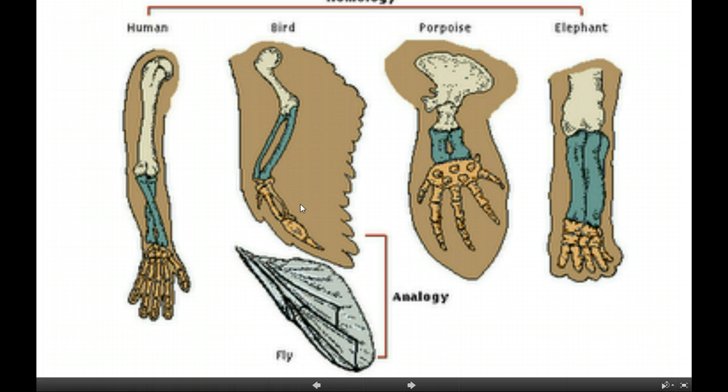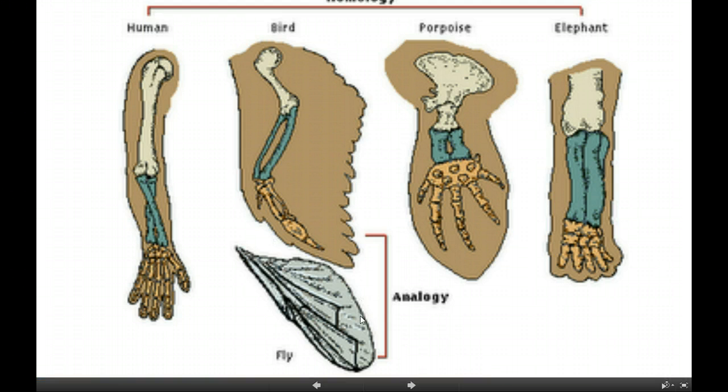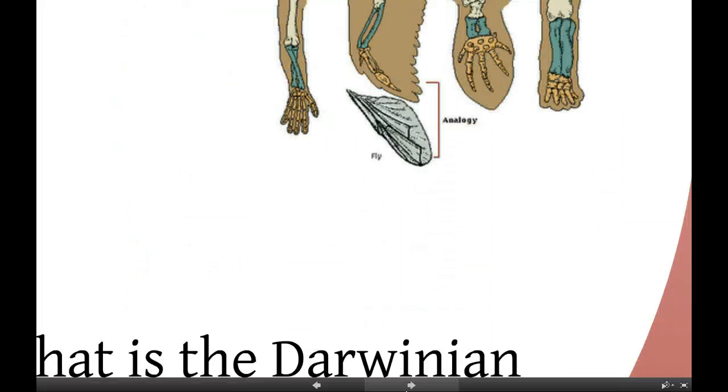Here's the analogy, a bird wing to a fly wing. They're analogous. They're not the same thing, but just as these bones help a bird fly, this wing helps a fly fly. They're very different structures, but they do the same thing. So we can think of it like an analogy. And so we say that they are analogous structures.